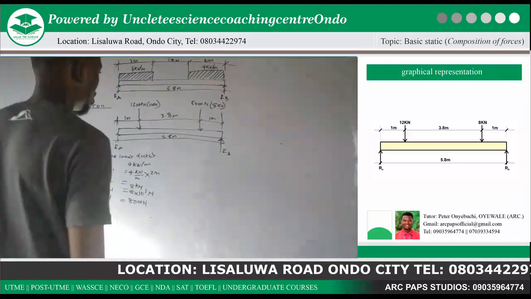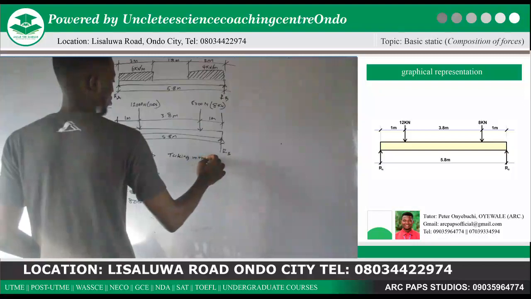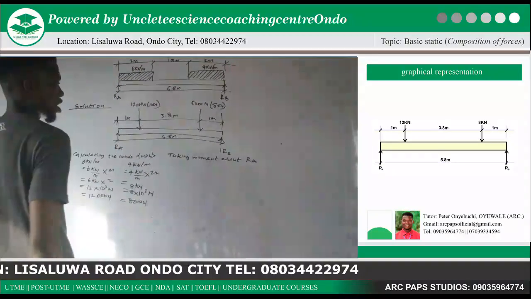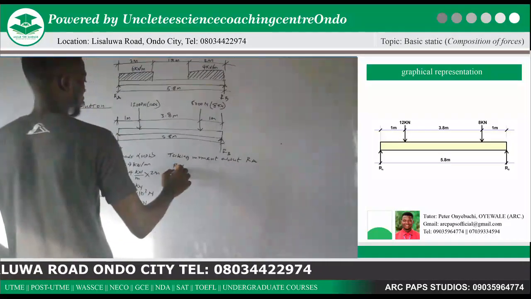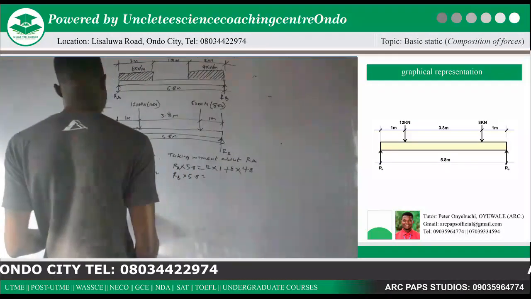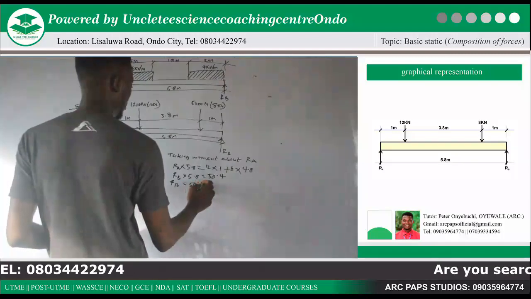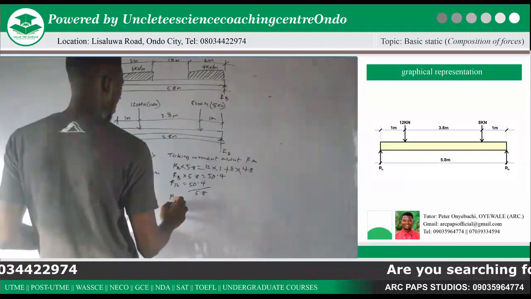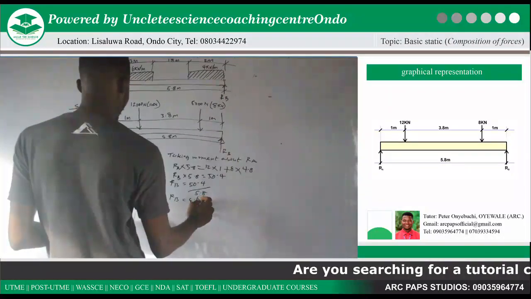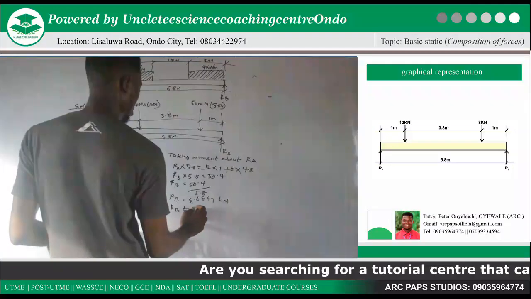Now let's find the reactions. Taking moment about RA. Now we take moment about RA. This will give us RB times 5.8 will then give us 12 times 1 plus 8 times 4.8, using your calculator. That will give you 50.4. It means our RB is 50.4 divided by 5.8. That will give us 8.6897 kilonewton, which is approximately 8.7 kilonewton.